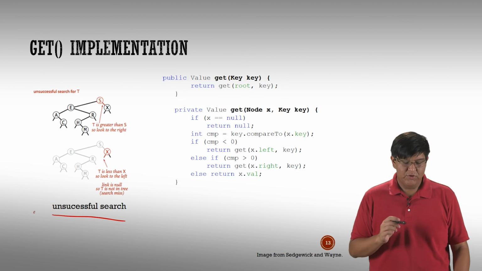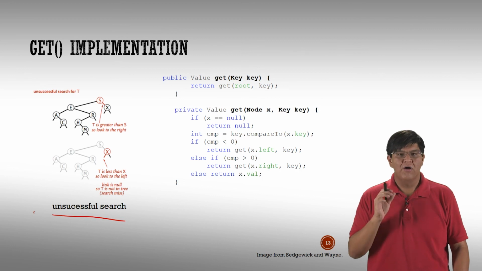All right, so that's our implementation for get. We've gone through the concept by hand as well as the code implementation. Hopefully that makes sense. In the next video, we'll look at the put operation.